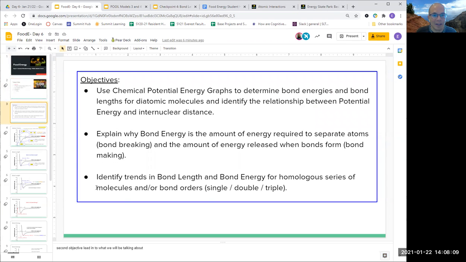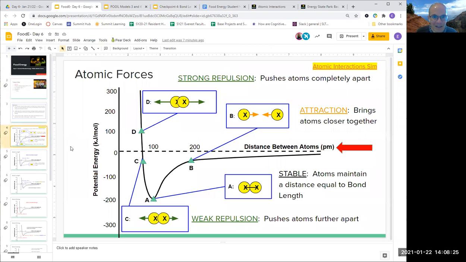Next, we reviewed our objectives for the day. You will see that we did a lot of work with chemical potential energy graphs, which were introduced on day 5, in particular looking at bond energy and bond length. Slide 4 was another review of a chemical potential energy graph, and it shows how the forces between the atoms change as the distance between the atoms changes, which is what causes this change in potential energy.